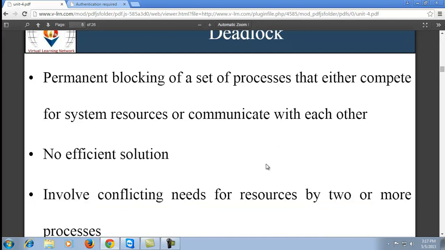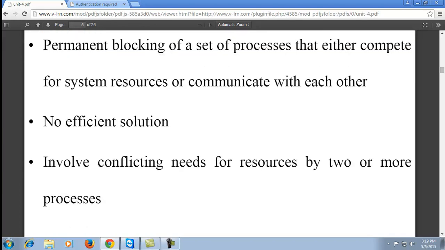In deadlock, there is a permanent blocking of a set of processes that either compete for system resources or communicate with each other. Deadlock is a situation when we have a number of processes in execution state and every process is requesting another process's resource while retaining its existing resource. They are requesting a resource which is held by another process, and none is going to release the resource held by it. So every process is waiting for another process. No efficient solution is there for preventing that situation. It involves conflicting needs for resources by two or more processes.